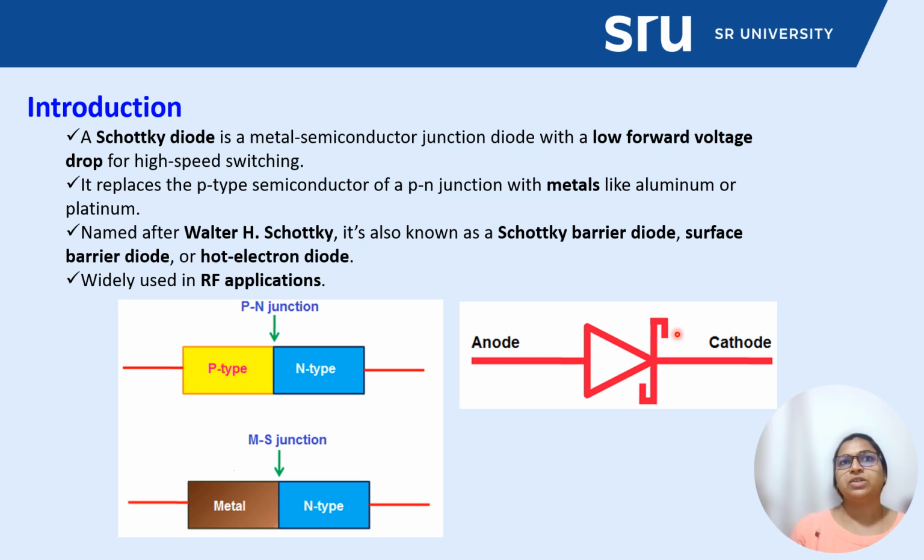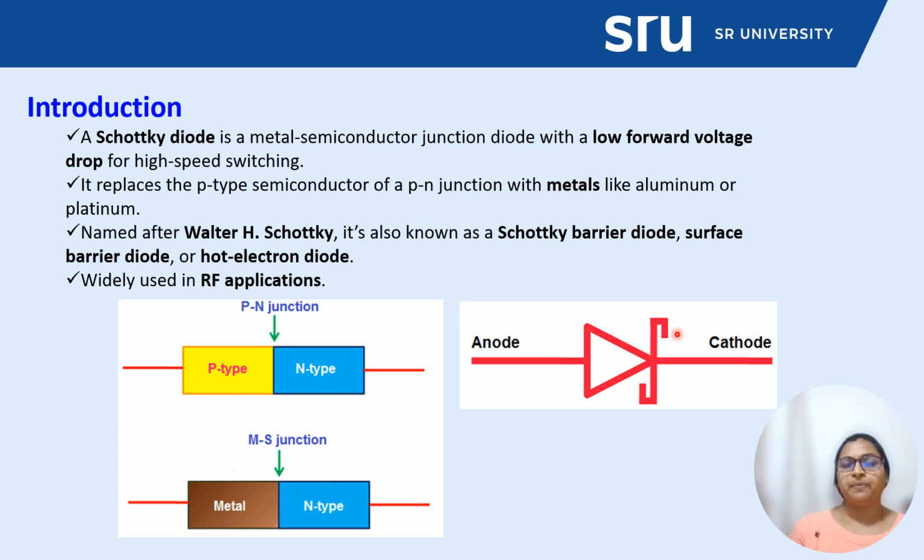This Schottky barrier can switch on and switch off much faster than a PN junction diode. Also, it produces less unwanted noise than a PN junction diode. These two characteristics make it useful in very high switching device performance.